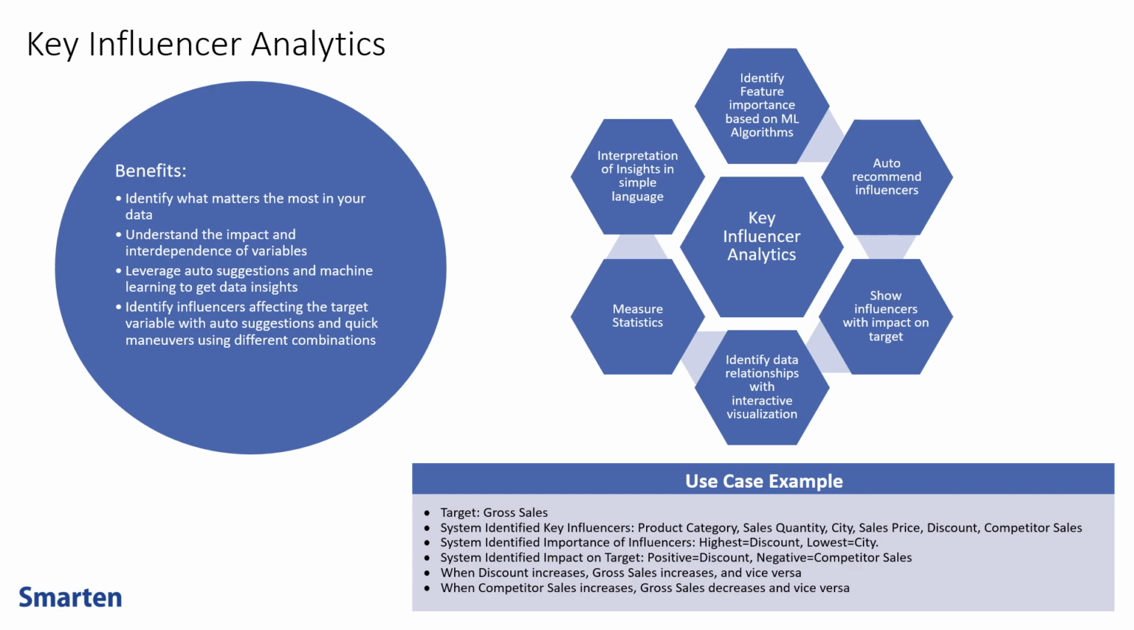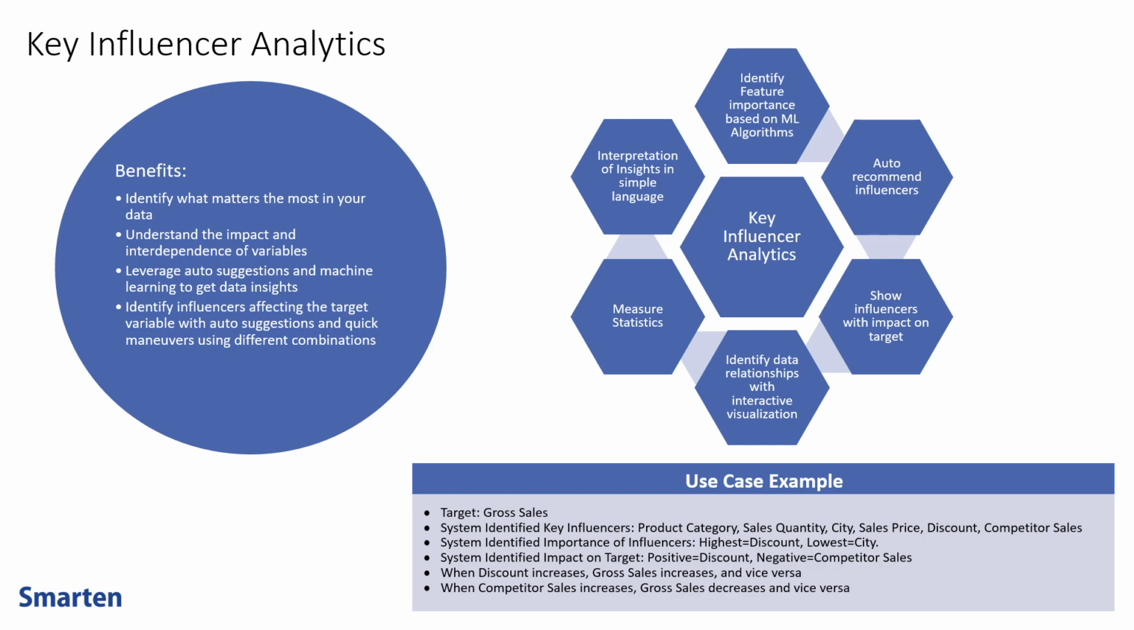In the use case presented here, a company is analyzing sales, including parameters for category sales, price, discount, and competitive sales. And this reveals that the most important target in the data set is sales. The system identifies influencers, and that discount is the highest influencer, while city has the lowest impact. It identifies the type of impact, showing that when the discount goes up, sales go up, and if competitive sales go up, sales go down. There are many other insights provided by this tool.